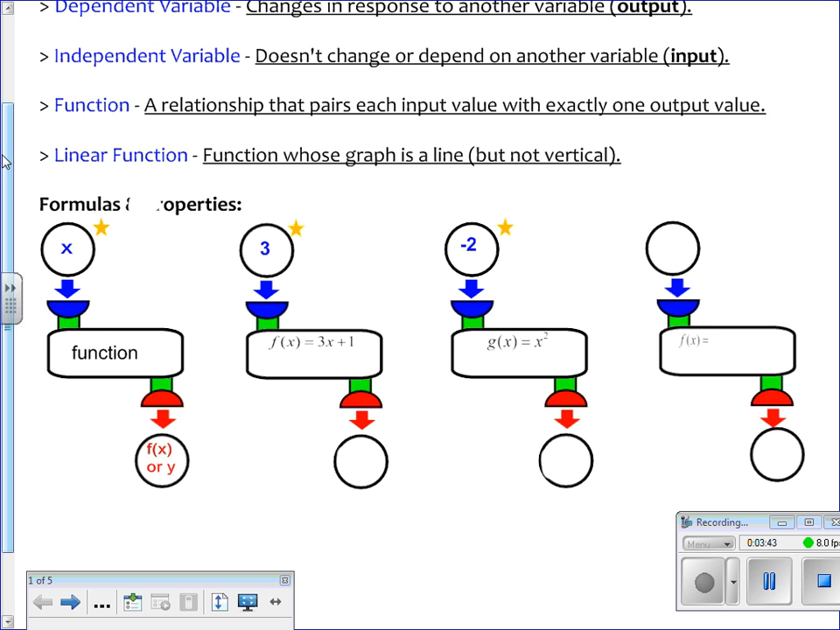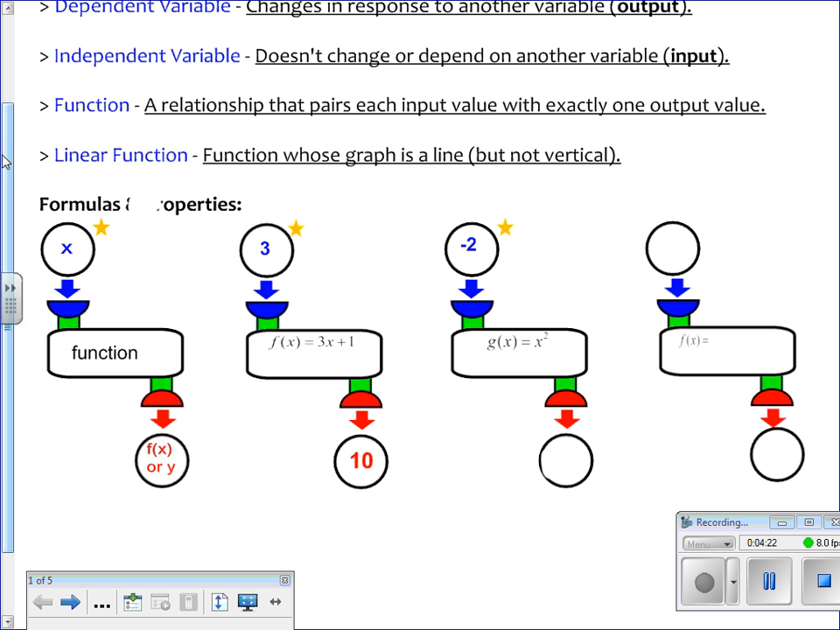So for example, I have a function machine next to it. My input is 3. My function is 3x plus 1. So this is my x. My function says I take x, multiply it times 3, and then add 1. So if I take 3, multiply that times 3, and add 1, I get 10. 3 times 3 is 9, plus 1 gives me 10.